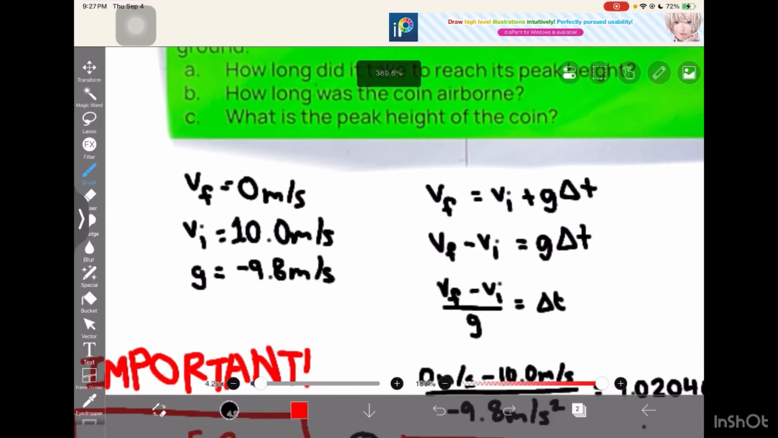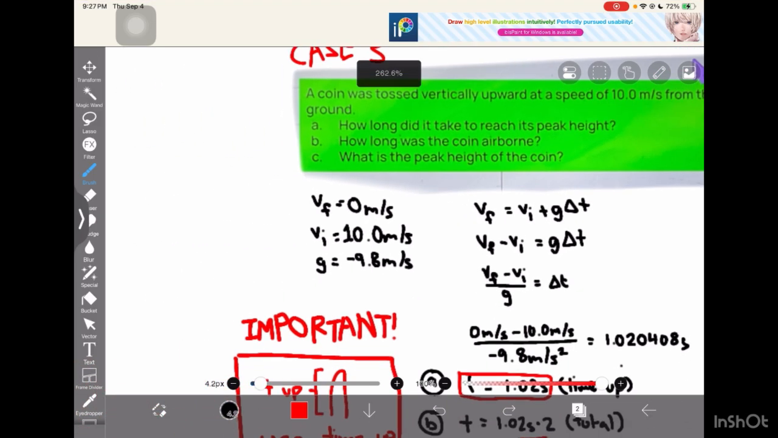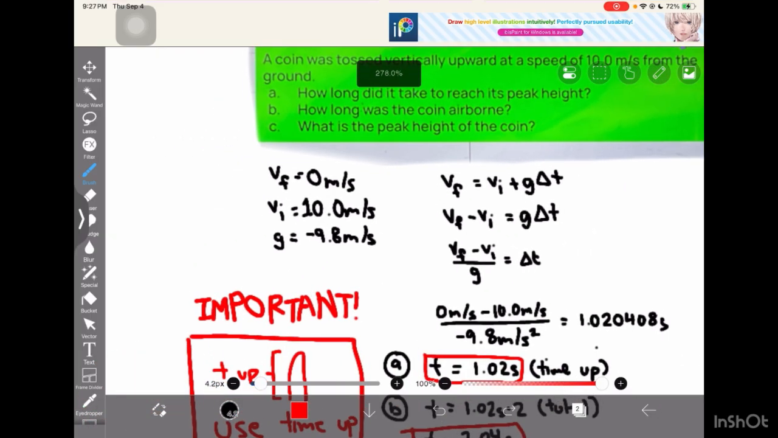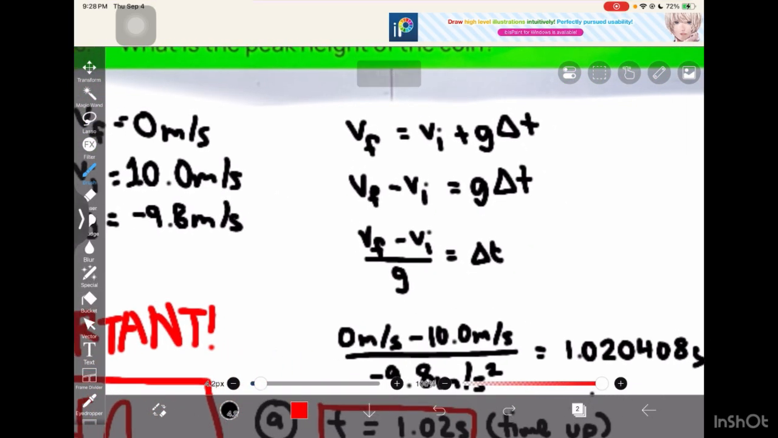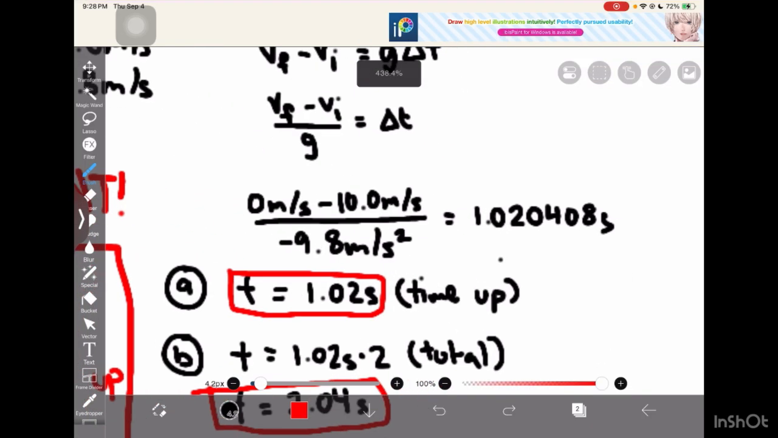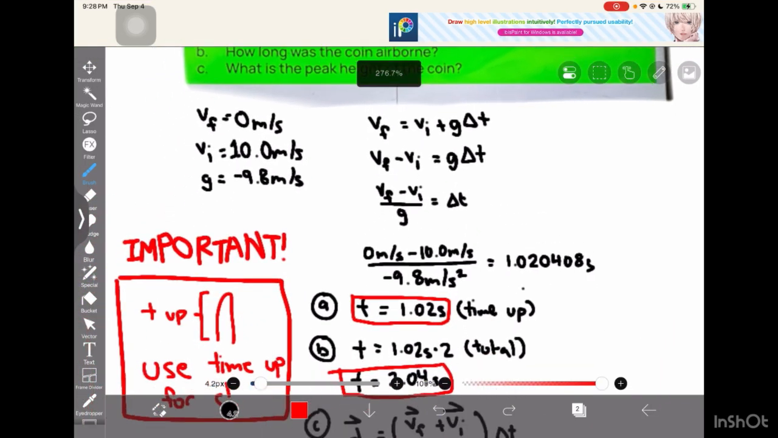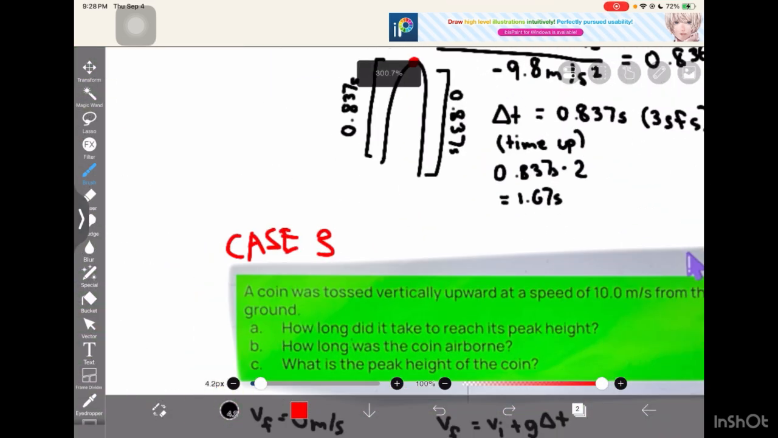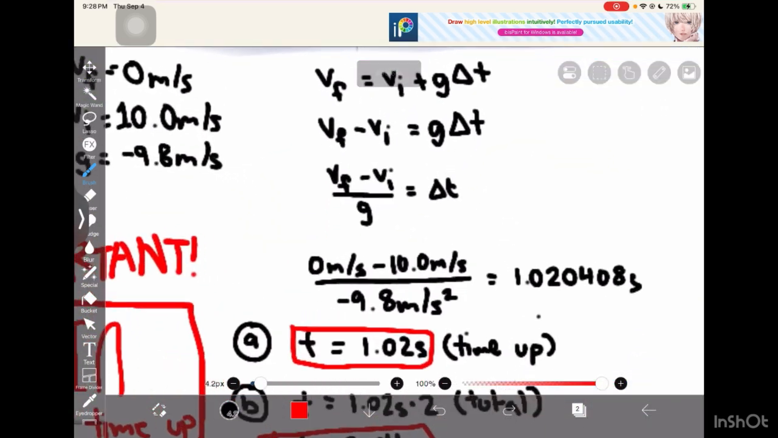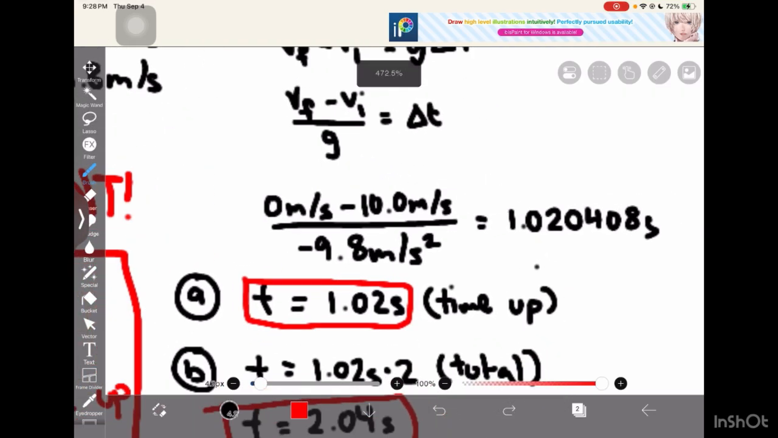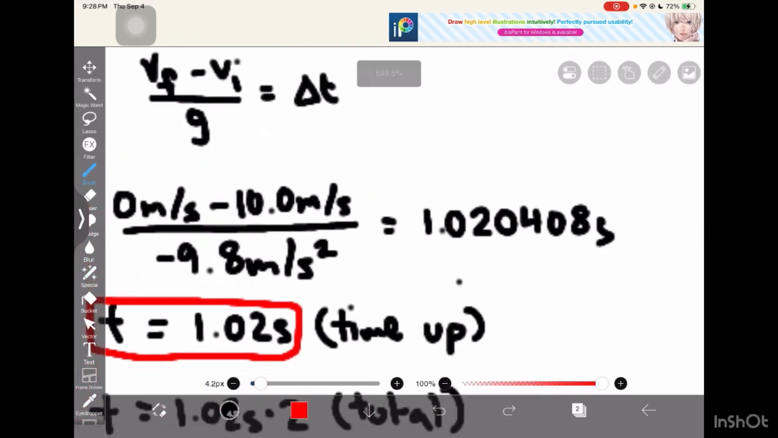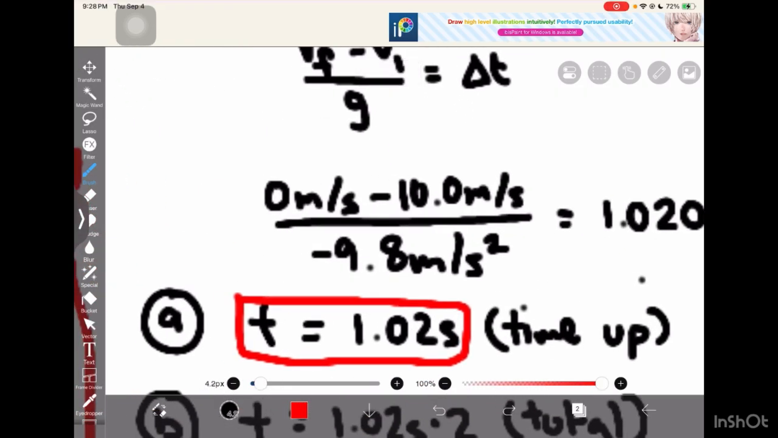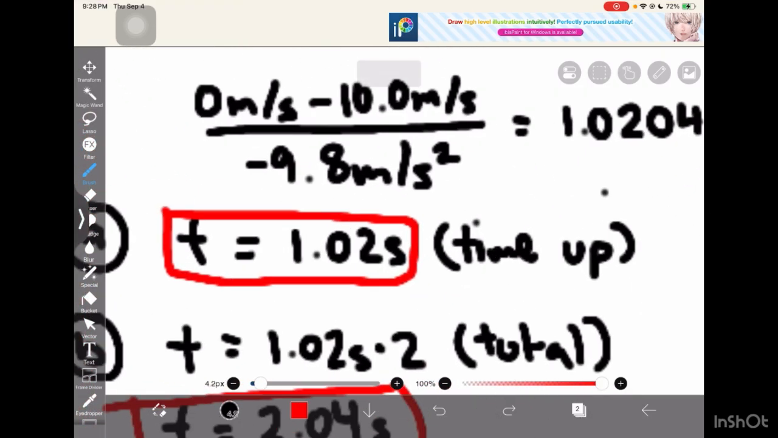First and foremost, we have V sub final as 0 meters per second, as I explained earlier. V sub I is given, and G is also given. So once again, using the same derivation method, we can solve for T. So, how long did it take to reach the peak height? As you can see over here, peak height is this one, so we just use whatever we get from this formula, nothing else. If you plug in the values, we get this approximate value, and following 3 significant figures because of negative 10.0 meters per second, we get 1.02 seconds.